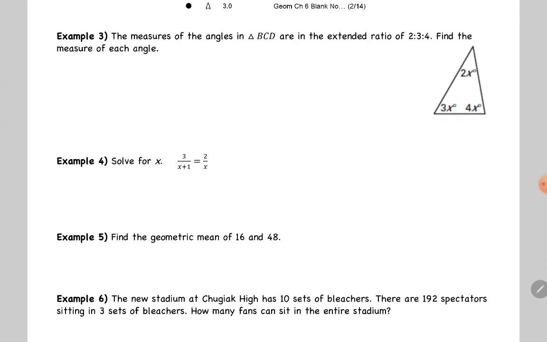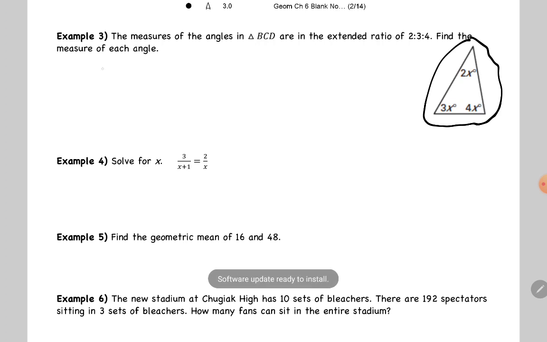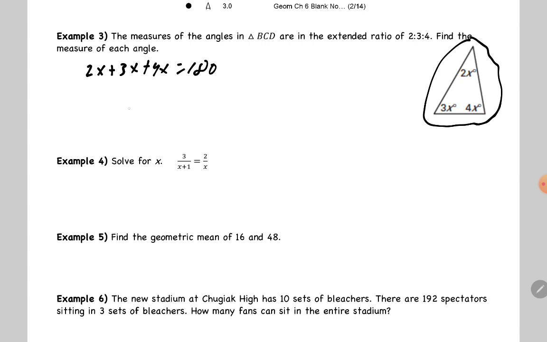Measures of the angle in triangle BCD are an extended ratio of 2 to 3 to 4. Find the measure of each angle. So this is the triangle on the right here. This is how it looks. Now remember, the angles in a triangle add up to 180. So 2x plus 3x plus 4x is 180.